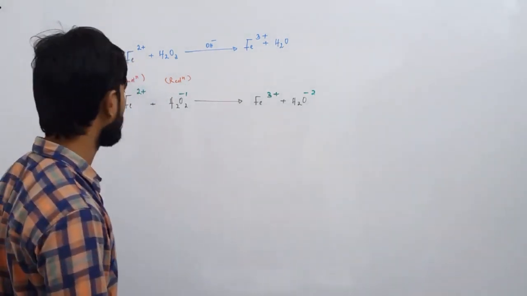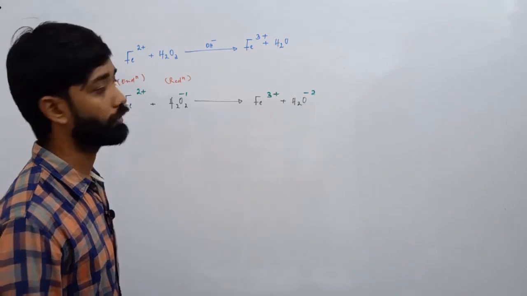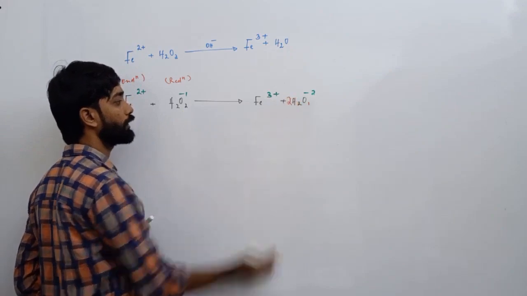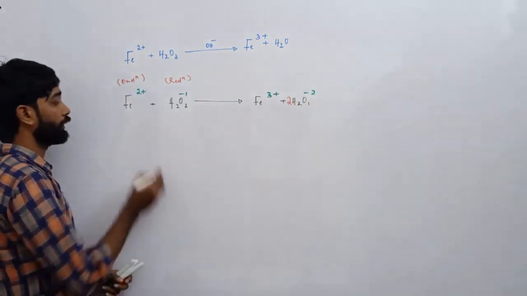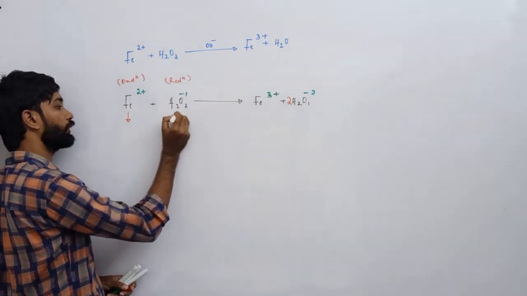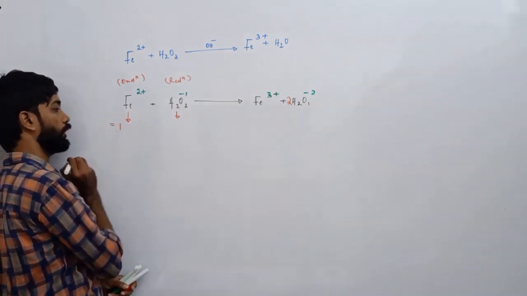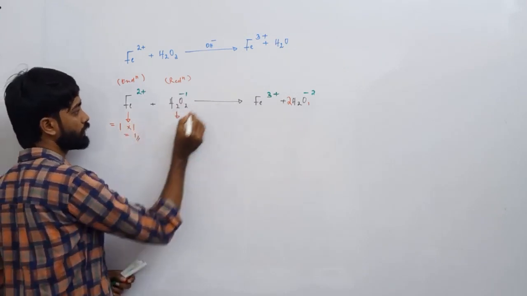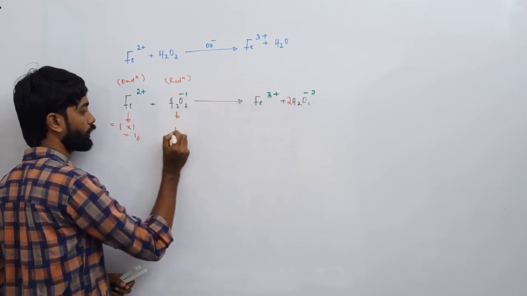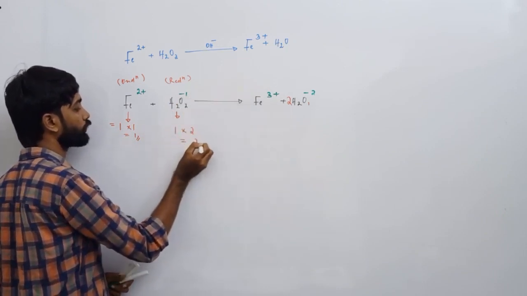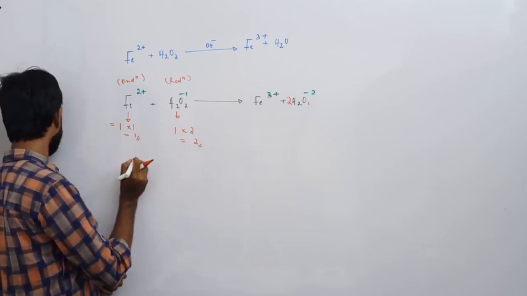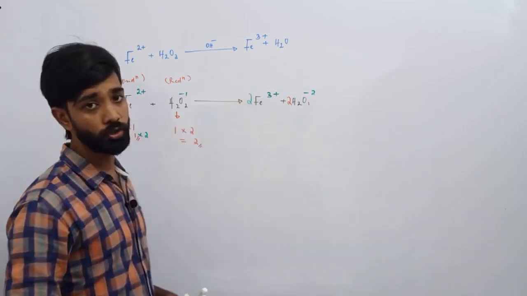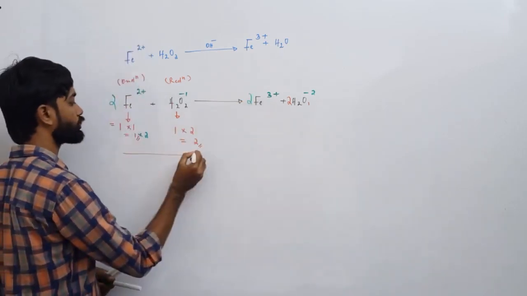Let's check the numbers are the same. Here 1 Fe, here 1 Fe, that is okay. Here 2 oxygen, here only 1 oxygen, so you multiply here with 2. Now find the electrons lost and gained. The change in oxidation state is 1 into number of atoms 1, so electron lost is 1. For oxygen, the change in oxidation state is from -1 to -2, that is 1, but the number of oxygen is 2, so electron gained is 2. So 2 electrons gained but 1 electron lost, so you multiply here with 2. Electron gained and electron lost are balanced.